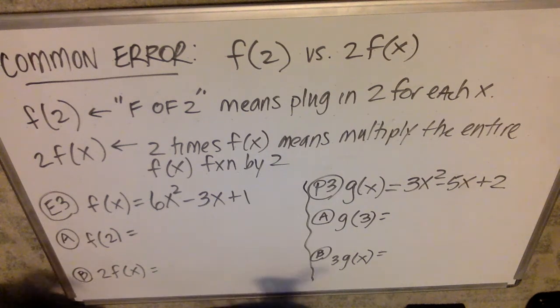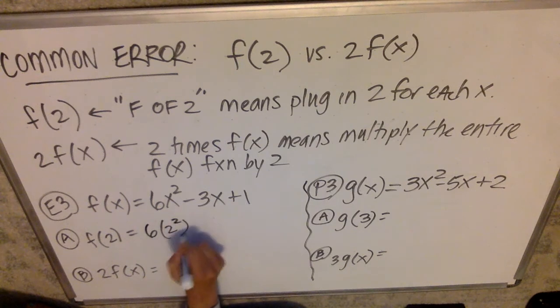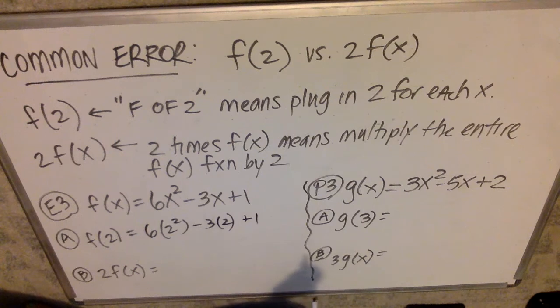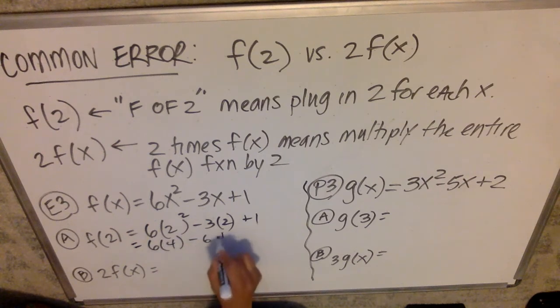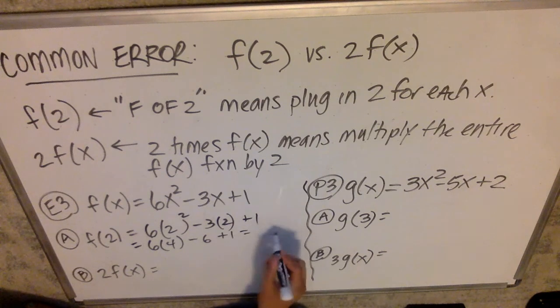In E3 and P3, I've given you an f of x and a g of x, and that's what we're going to walk through. In E3, f of x equals 6x squared minus 3x plus 1, and we're going to find f of 2 first. So f of 2 means 6 times 2 squared minus 3 times 2 plus 1. Technically the square should be out here, not that it makes a difference. So that's going to be 6 times 4 minus 6 plus 1, so 24 minus 6, which is 18, plus 1 is 19.